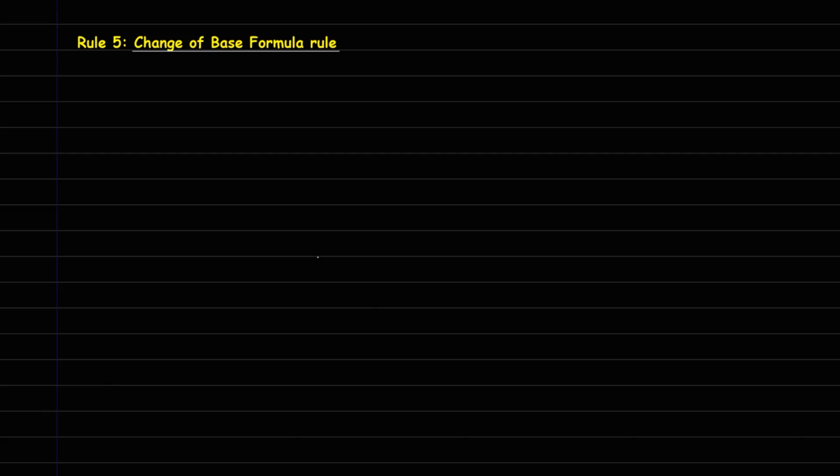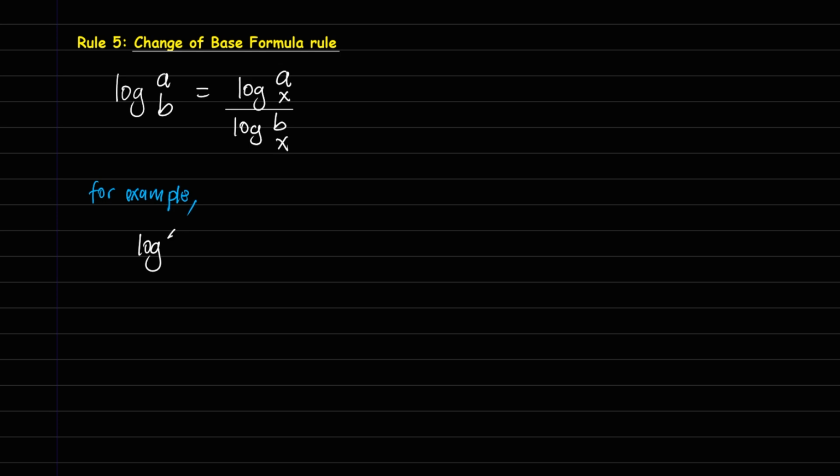Rule number 5, change of base formula rule. This rule allows us to change the base of a given logarithm to any other base. For example, suppose we have log of a base b. If we introduce a new base of x, this will become log of a base x divided by log of b base x. For example, log of 4 base 3. If we want to introduce a new base of 2, using the change of base formula, this will become log of 4 base 2 divided by log of 3 base 2.